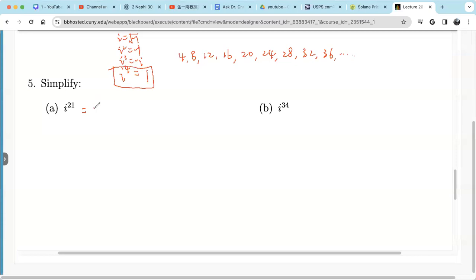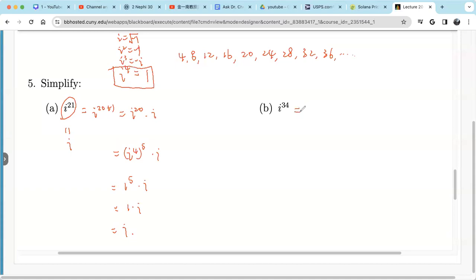So i to the 21, we want to break into i to the 20 plus 1, right? That's i to the 20th power times i. Well, i to the 20 is i to the fourth power raised by 5, times i. Well, that's 1 raised by 5 times i. 1 raised by any number is still 1. 1 times i is i. So i to the 21st power is just i. So i has a period of 4.